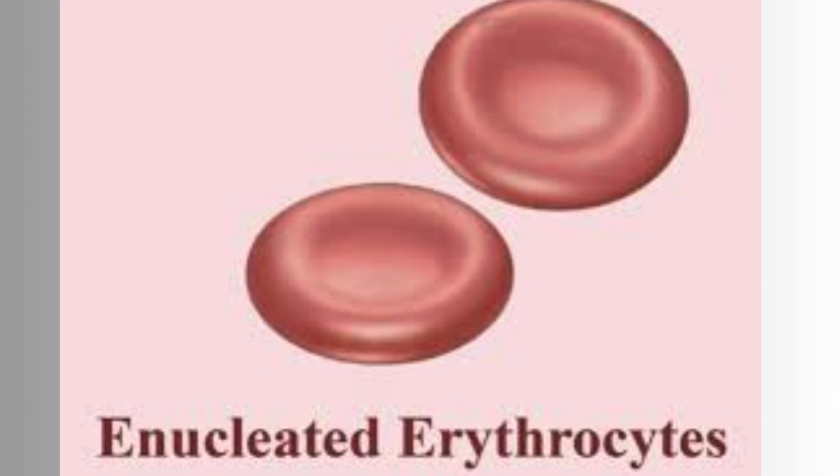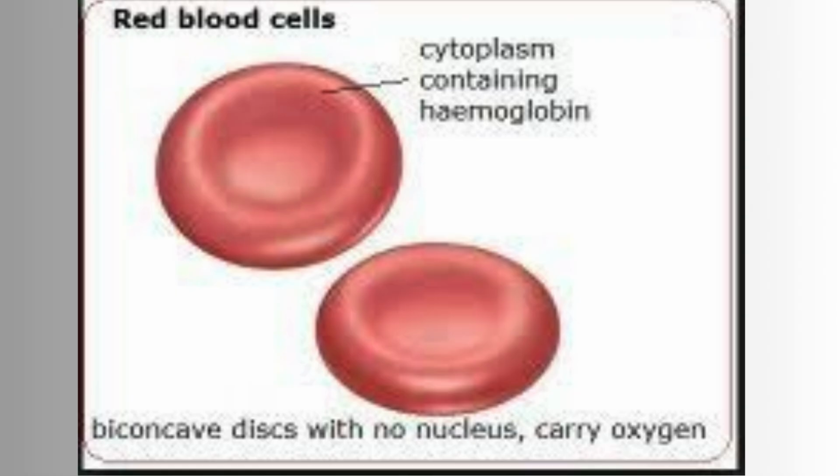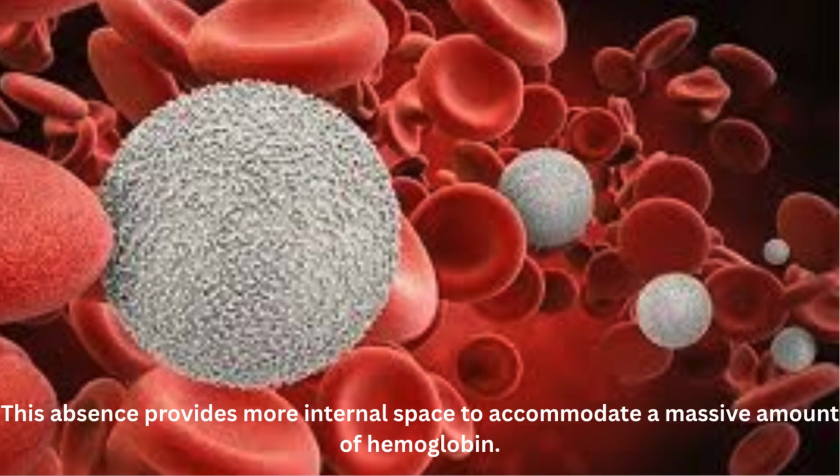Enucleated, lack a nucleus. Mature human red blood cells do not have a nucleus or most other organelles, like mitochondria, ribosomes, etc. This absence provides more internal space to accommodate a massive amount of hemoglobin.